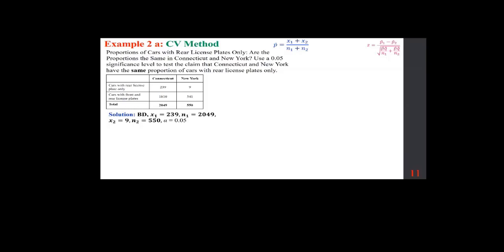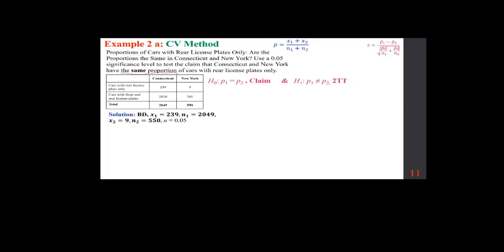The very first step is H0 and H1. So obviously H0: p1 equals p2. So we are using a 0.05 significance level to test the claim that they have the same proportion. So see, it doesn't say less or more, so it's not equal to, and the equality is the claim. So with that being the case, we go to the second step.